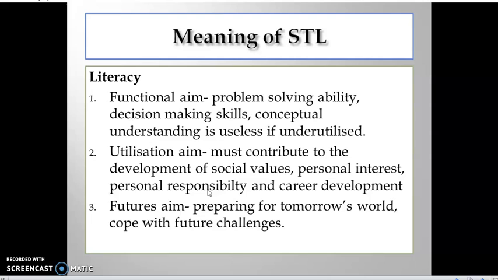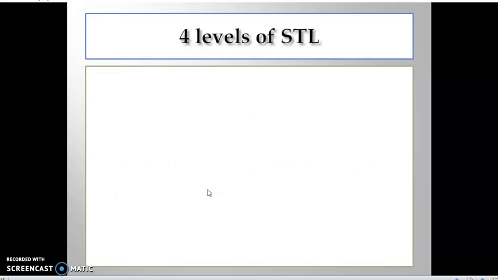And the third aim is future's aim, preparing for tomorrow's world and to cope with future challenges. So literacy should also have that particular dimension, which will enable a person to grow in terms of the requirements which he or she might need in the future. In a way, preparing an individual for the future. So that's how we can look at the concept of scientific technological literacy.